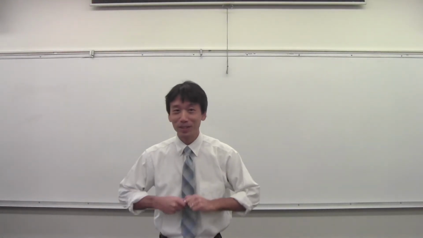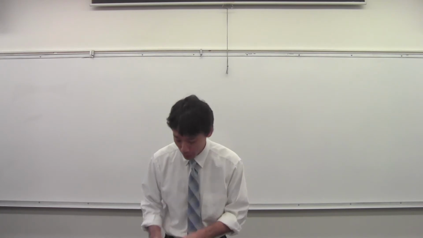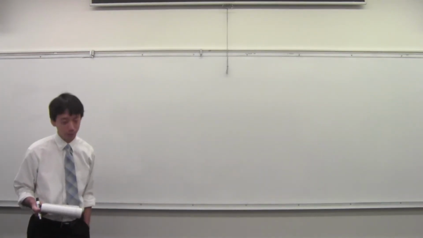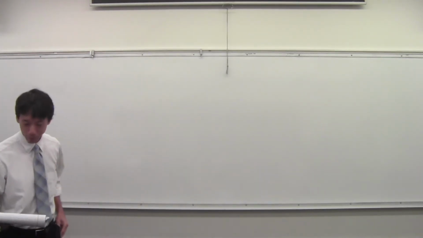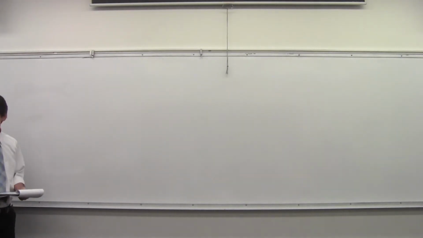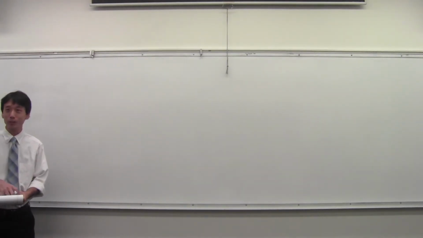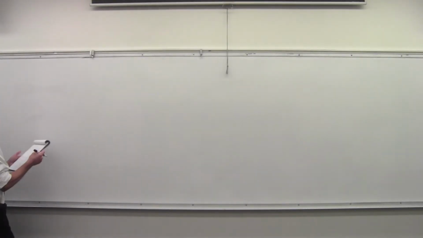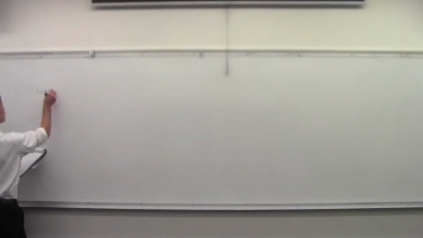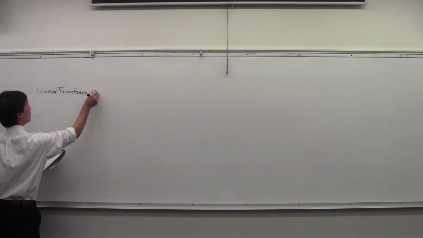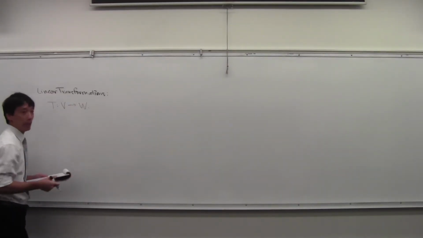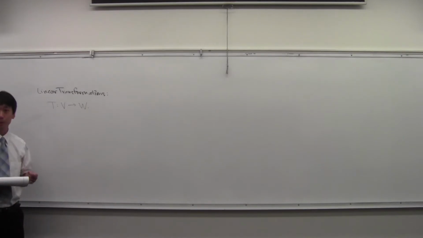So we're in the middle of talking about, well, we just started talking about linear transformations, right? Somebody tell me what makes a linear transformation a linear transformation? What is this property? So, linear transformations. You have some map from one vector space to another, and then it has two properties, right? What are those two properties?